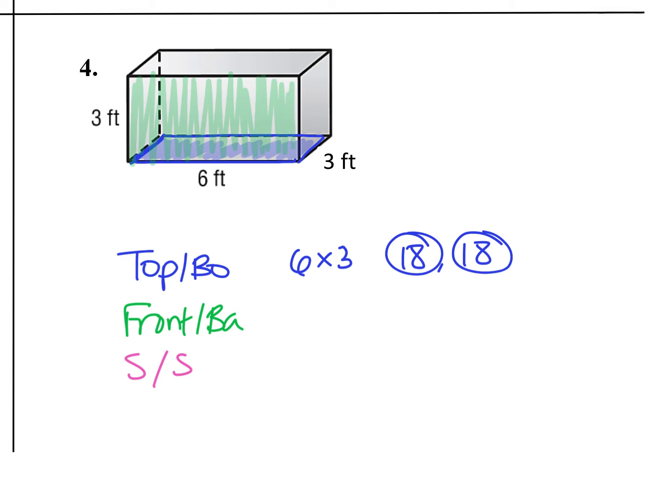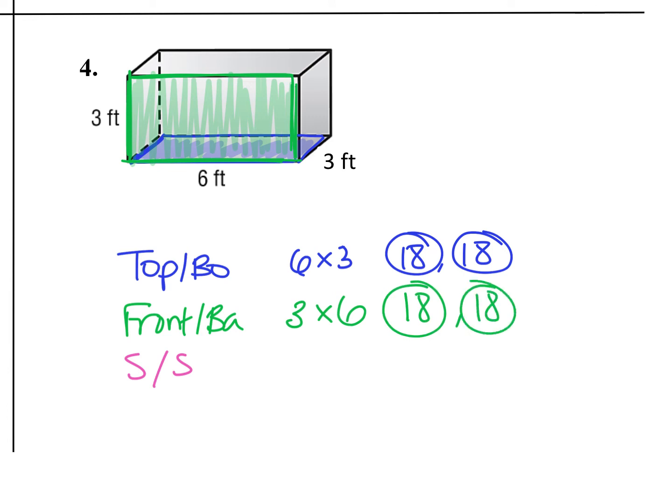And then when I think about my dimensions, I see this side here is 3 and this side is 6. So when I think about this green part of my box, the front of that box, it is 3 by 6. I know 3 by 6 is 18, so the front is 18. The back is 18. And then lastly, my 2 sides.